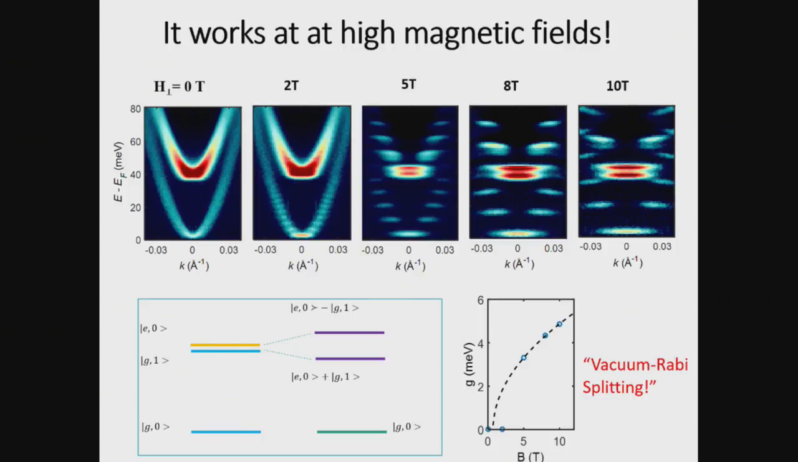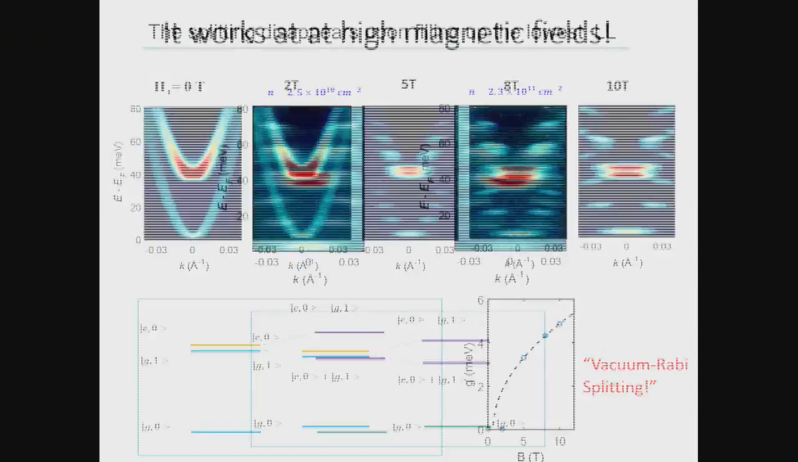This means that if we increase the magnetic field, then we increase the degeneracy of the level, so we should expect larger splitting. In fact, as we ramp up the magnetic field, we observe larger and larger splitting, which explains the quadratic growth of the splitting as a function of the perpendicular magnetic field.